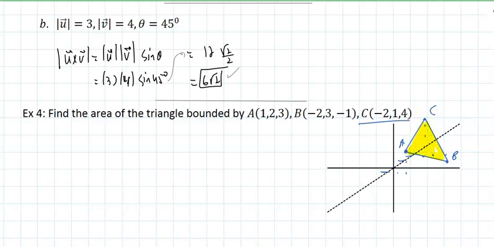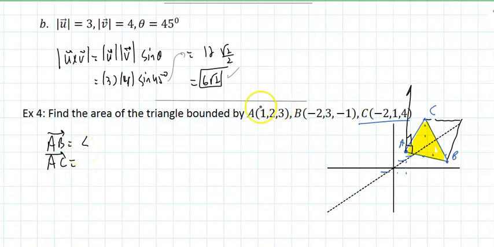Well, this is what we're going to do. We're going to find vector AC. We're going to find vector AB. And we're going to cross the two. And the magnitude of the two will get me the area of the parallelogram that those enclose. So I'll take half of it, and that will be the area of that triangle. It doesn't matter which order you do those in, but normally we go AB, AC, right?